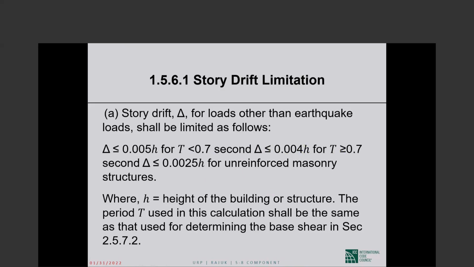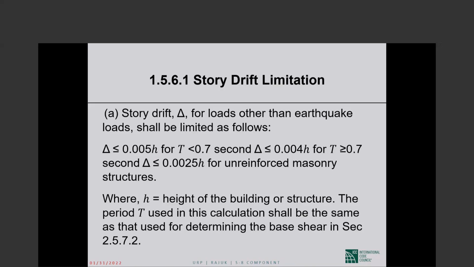Now, I do not understand at all, and I have never seen this in my life, story drift limit related to the entire building height. To me, it does not make any sense. When we set limits on drift, story drift, we relate it to story height. As you will see in seismic design, it is so many percent of the story height. That makes all the sense in the world.